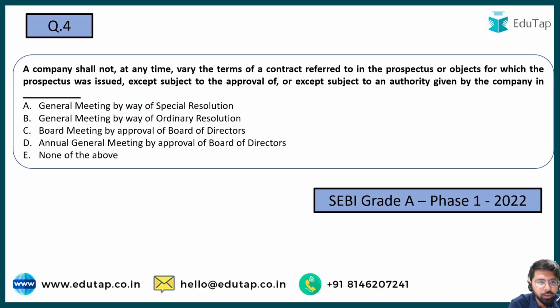A company shall not at any time vary the terms of the contract referred to in the prospectus or objects for which the prospectus was issued, except subject to the approval of or authority given by the company in: Option A, general meeting by way of special resolution. Option B, general meeting by way of ordinary resolution. Option C, board meeting by approval of board of director. Option D, annual general meeting by approval of board of director. Option E, none of the above. Kindly pause this video for some time, then think upon the answer for yourself. So friends, the answer here is option A.